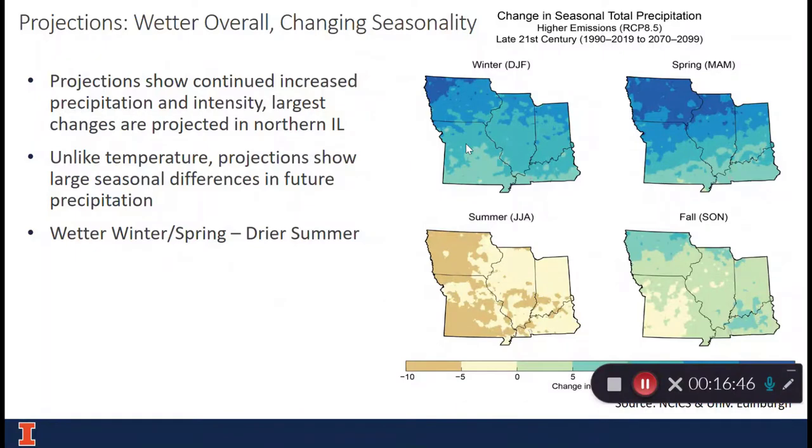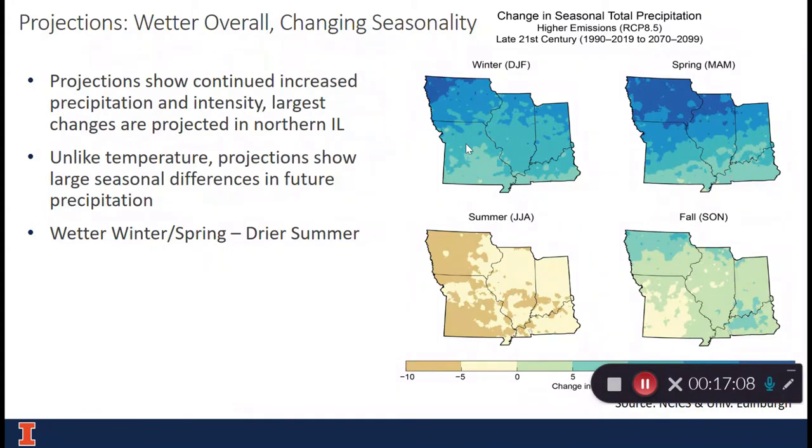So what do model projections say? Well, they indicate, similar to the temperature projections, kind of a business as usual. Projections indicate wetter overall conditions in Illinois and also maybe a bit of changing seasonality. So what I'm showing you here, these maps are showing the overall projected change in seasonal total precipitation, winter, spring, summer, and fall, expressed as a percent.